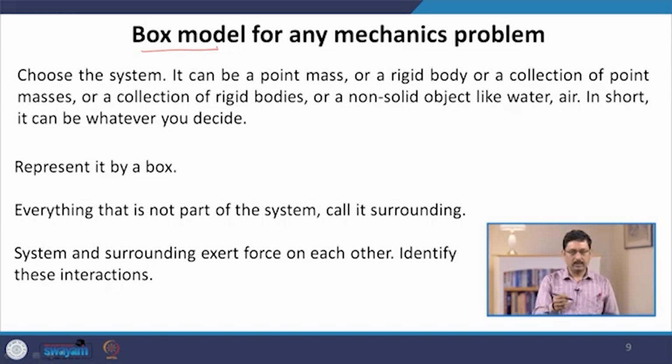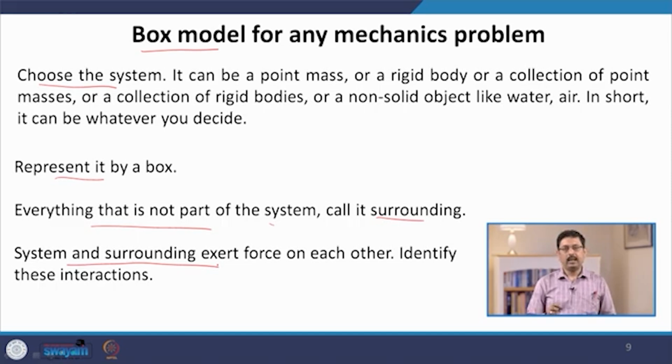It is not required to go through the details; it will be clear through the examples. But the first step is that we choose the system. The next step is that we represent the system by a box, or schematically by something, usually a box, and then everything that is not part of the system we are going to call the surrounding. Now, system and surrounding exert force on each other. So, we identify these interactions and then we draw a free body diagram and solve the problem.